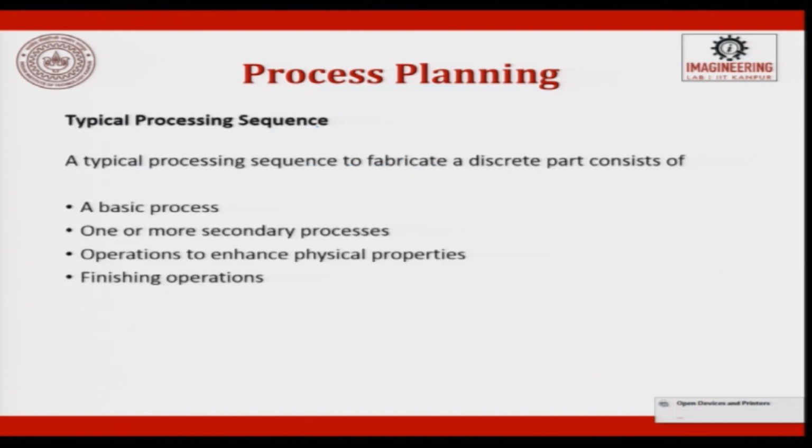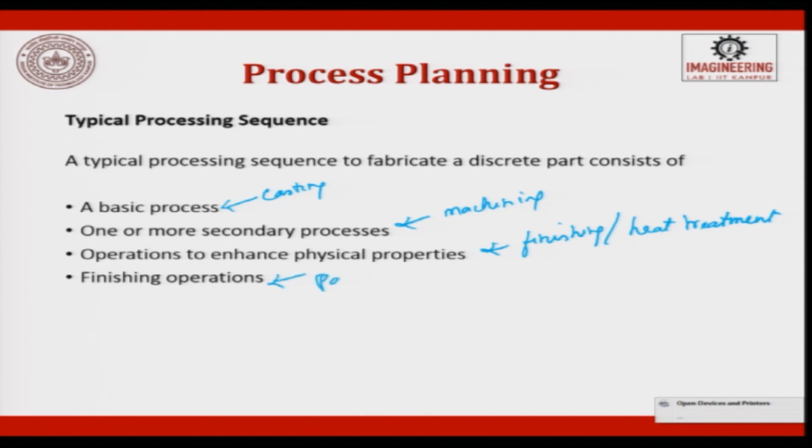So, typical processing sequence first will be a basic process we will understand, then one or more secondary processes we will do, then operations to enhance physical properties and finishing operation. For example, let us take a simple example, it is casting, then we do secondary operations, machining, then we try to do finishing, okay, or we try to do heat treatment, enhancing. Okay, and then finally we try to do painting, okay, or deburring, whatever it is.